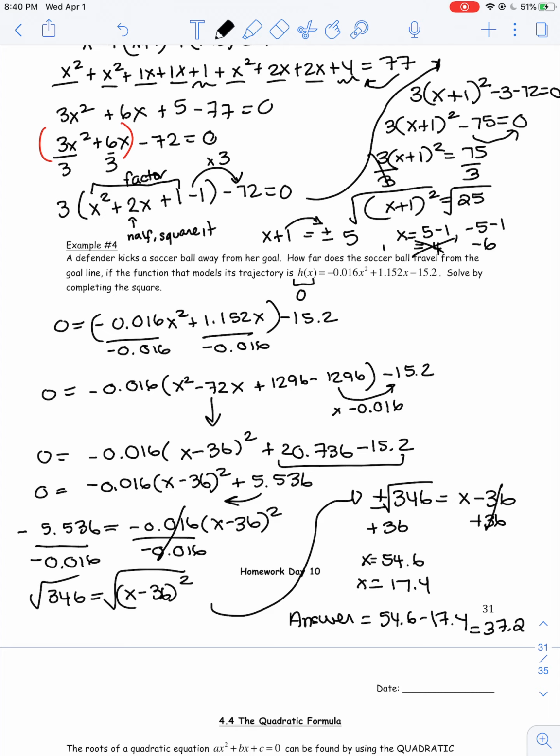And it doesn't tell you what units, so we'll just have to leave it like this. It could be in meters, logically, I guess it's in meters, but it doesn't tell us, so we'll just leave it like this, 37.2.